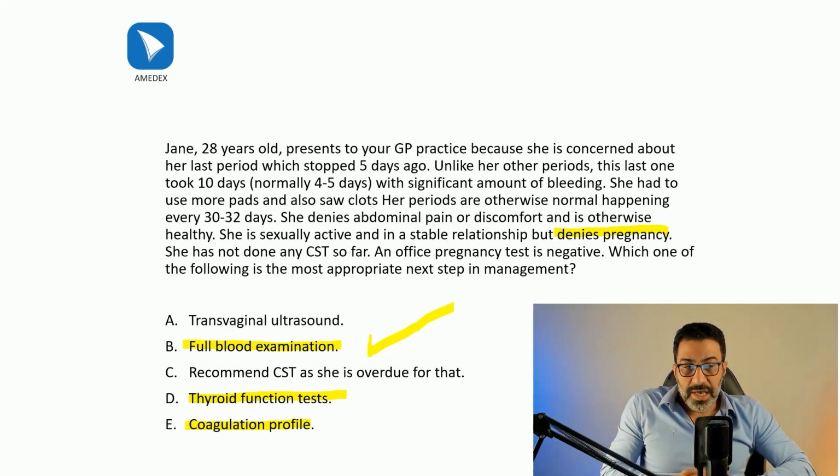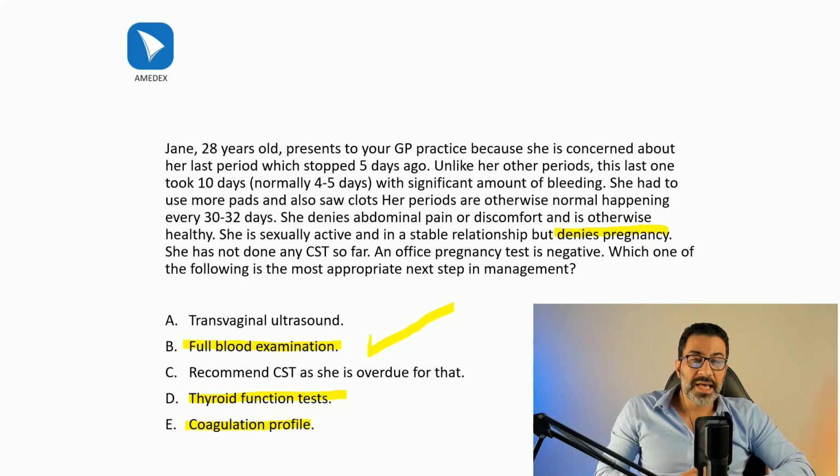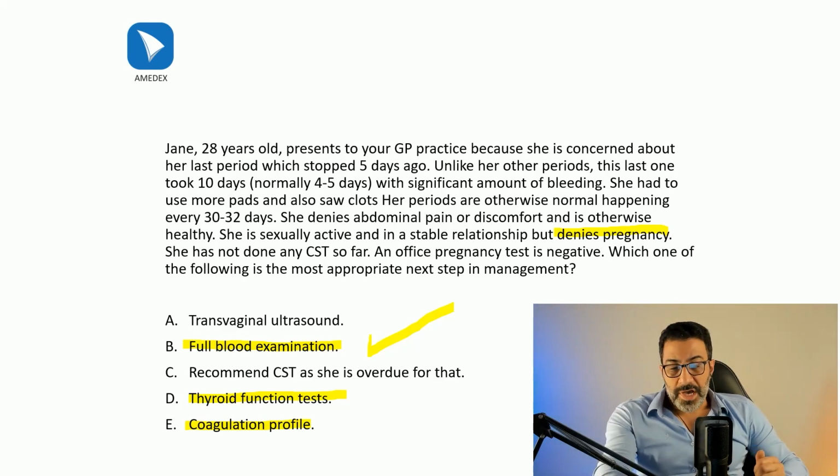You remember every lady presenting with AUB who is at pre or perimenopausal state, they need to get a full blood examination done to check for not only anemia but also platelet counts. Okay, I hope it's clear.